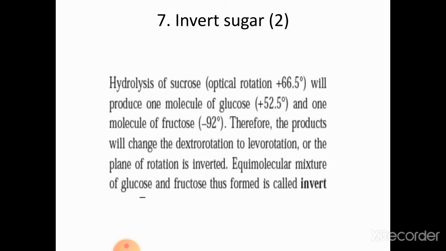Next question, invert sugar. Again, for invert sugar, you need to explain about sucrose. Hydrolysis of sucrose will produce one molecule of glucose and one molecule of fructose. Therefore, the rotation will change from dextro to levo, or the plane of rotation is inverted. So, an equimolar mixture of glucose and fructose is thus formed, and it is therefore called invert sugar.